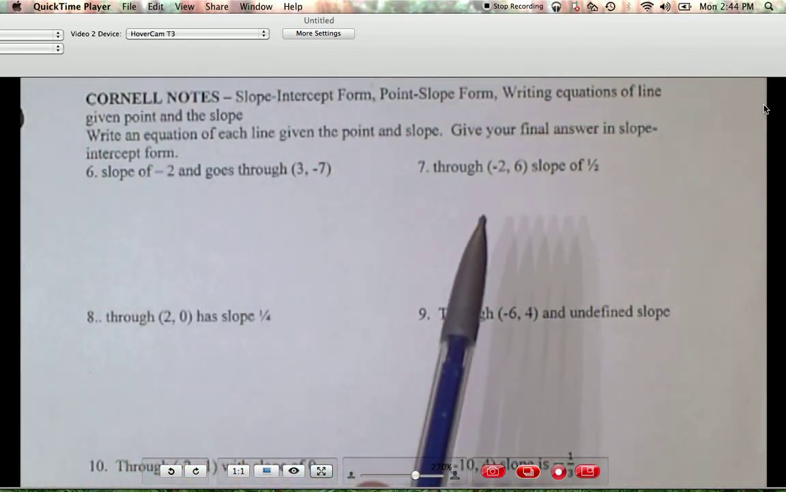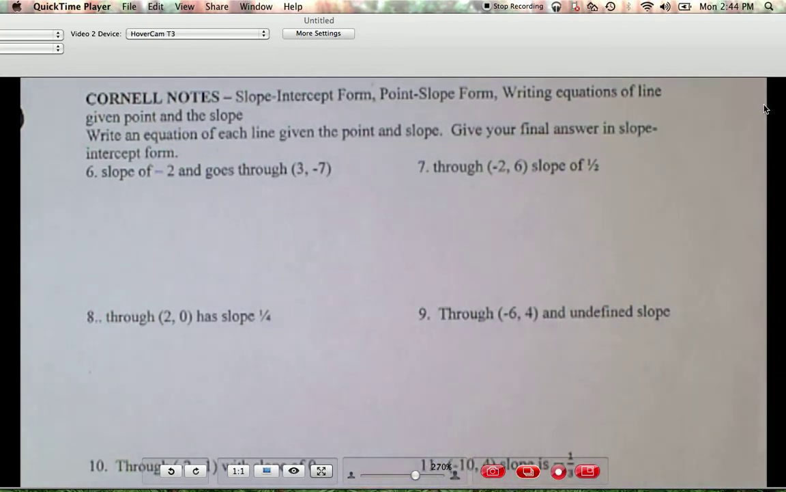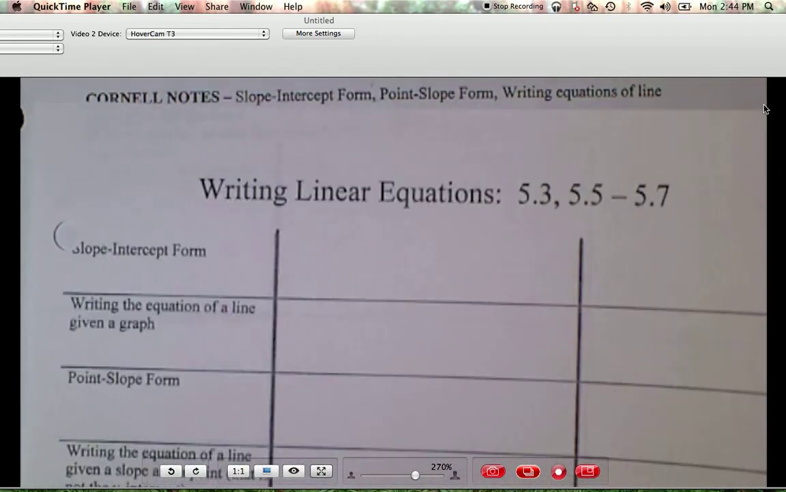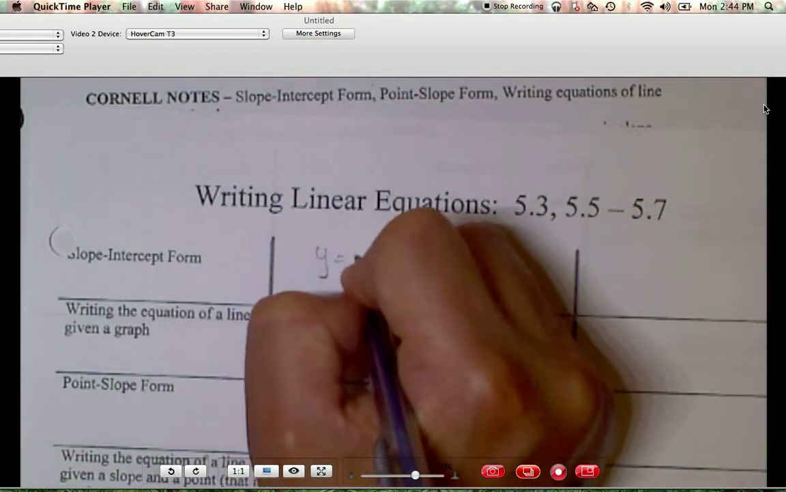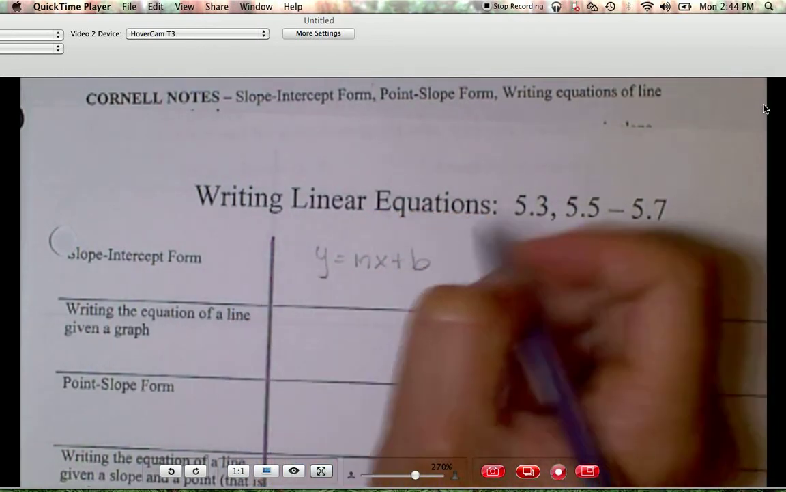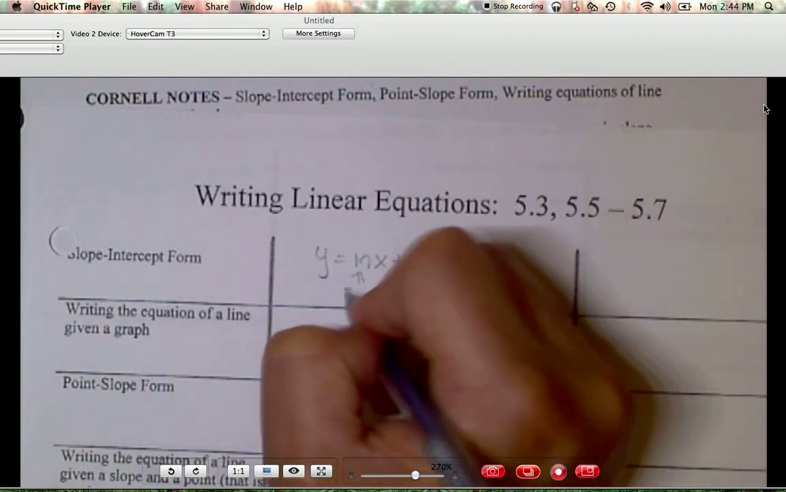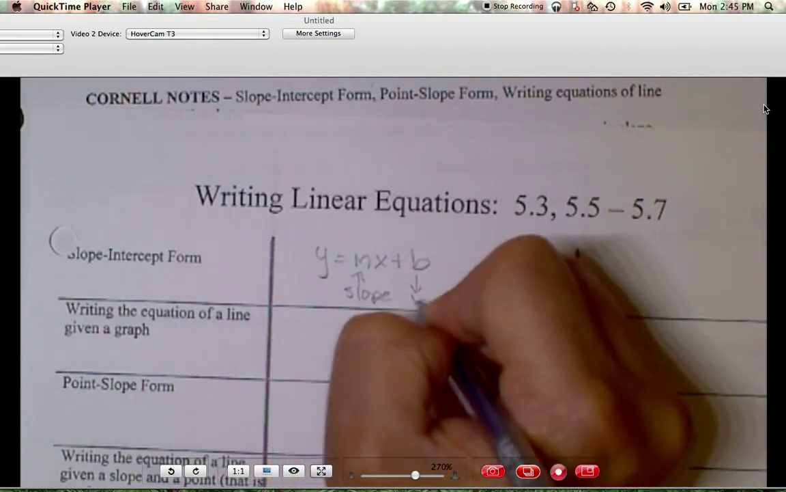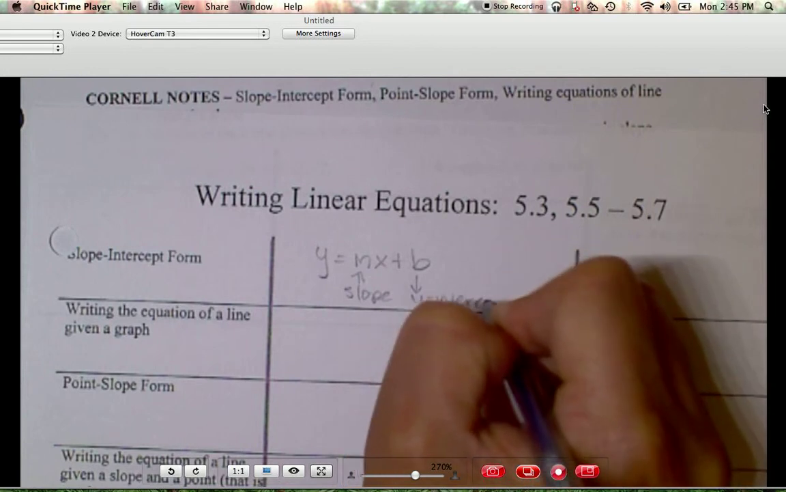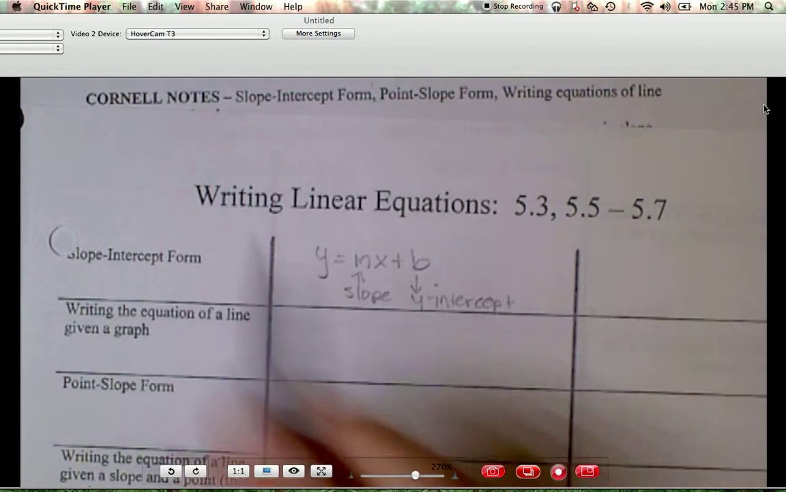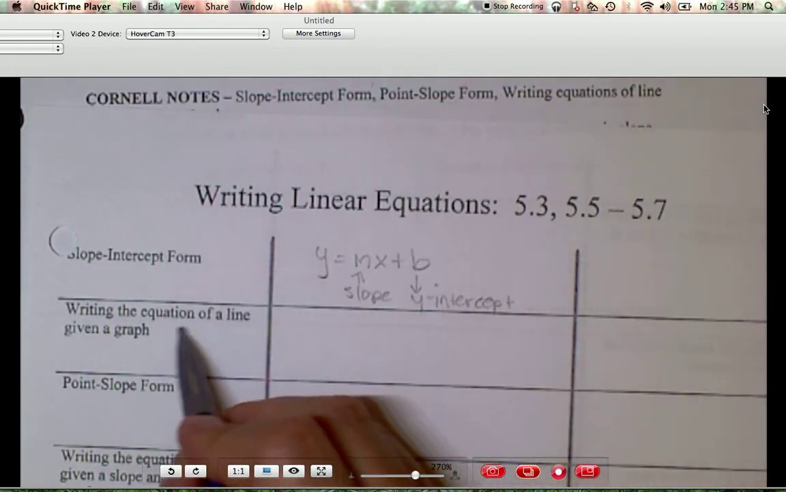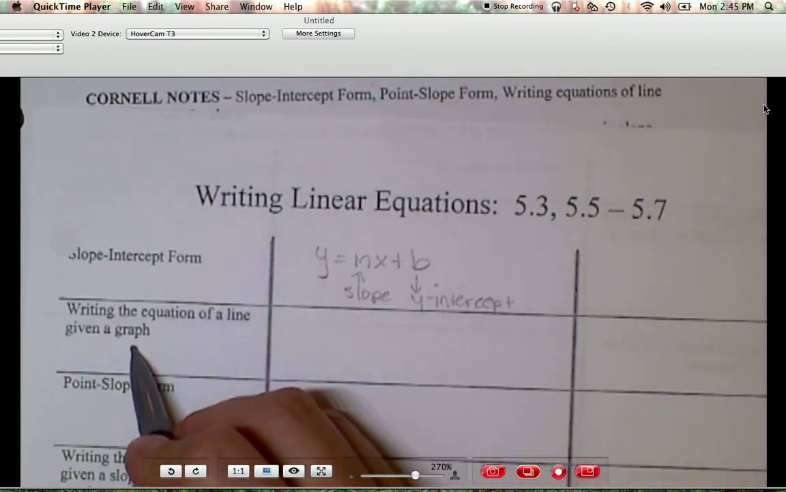So let's go to our Cornell notes, and we can start at the top, slope-intercept form. We know that's going to be y equals mx plus b, and go ahead and label this. This is your slope. This is your y-intercept. Okay. Writing an equation of a line given a graph, which is what we just did.